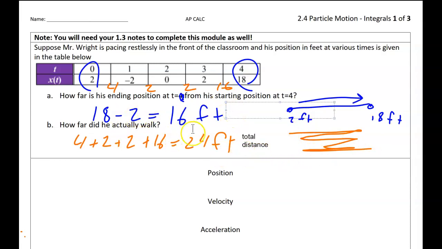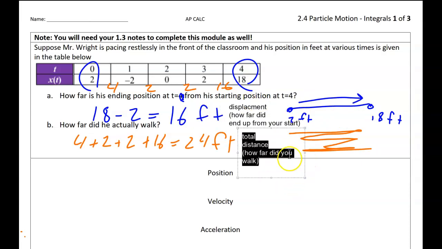This difference, though, has a name that is a little bit more academic. This is called displacement. So this really means how far did you travel? Or even better than how far did you travel is how far did you end up from where you started. Whereas this would be just how far did you walk, okay? So as we know, integrals give us sum totals. So these vocabulary terms will connect specifically to integrals in a way that we'll see later.